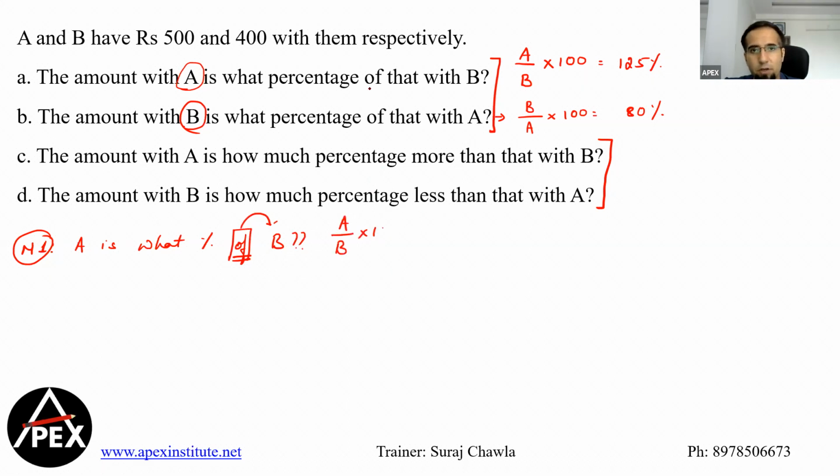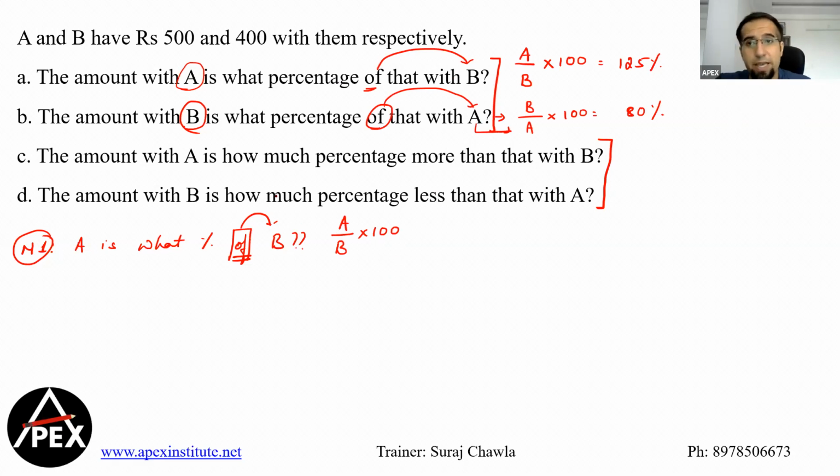Clear? So if you observe here, anything that is following "of" becomes your denominator. Anything that is following "of" becomes your denominator. Clear, guys? First model, A is what percentage of B kind of model. Clear? Let's move to the next model.